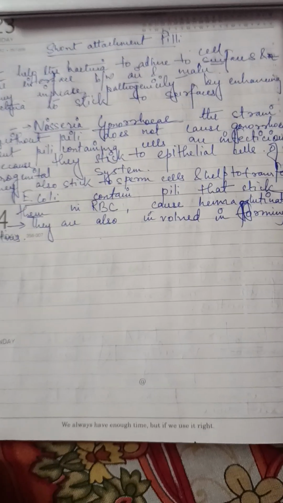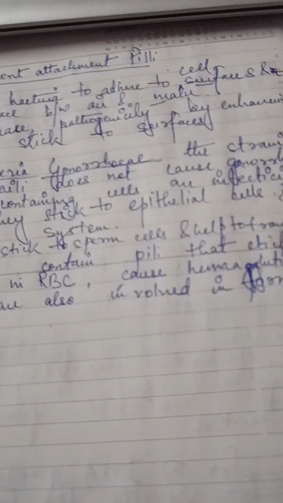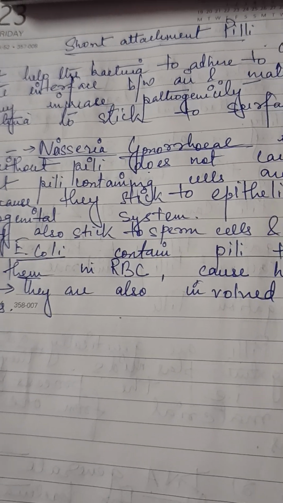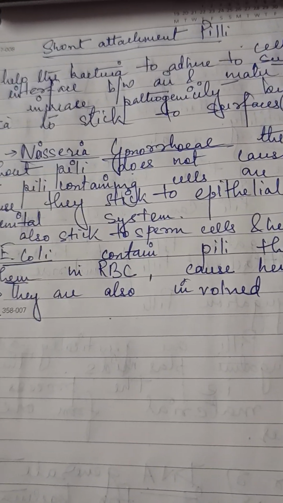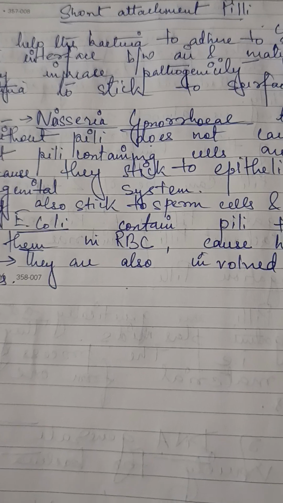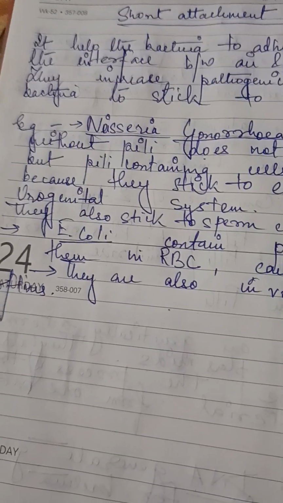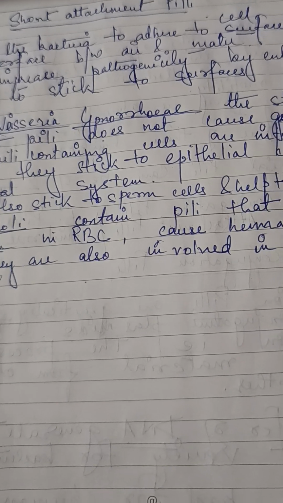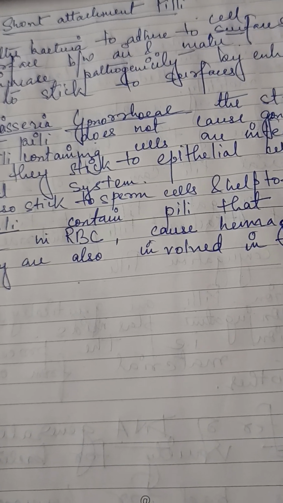Next, we talk about short attachment pili. What is short attachment pili? It helps the bacteria to adhere to cell surfaces and also to the interfaces between air and water. They increase pathogenicity by enhancing the bacteria's ability to stick to surfaces.